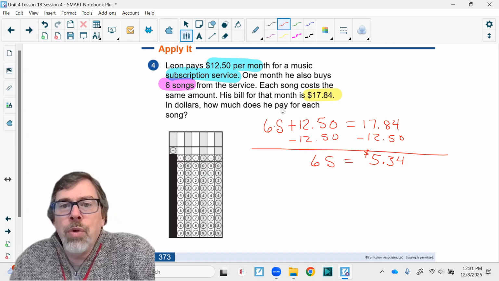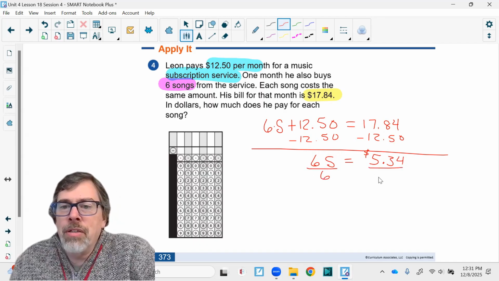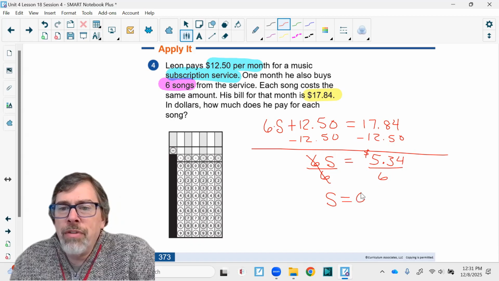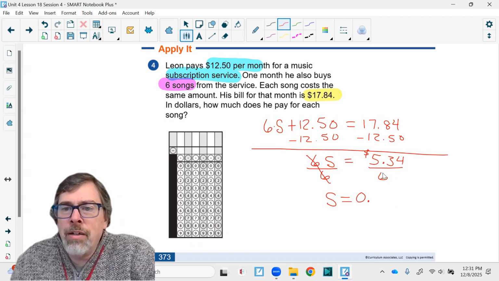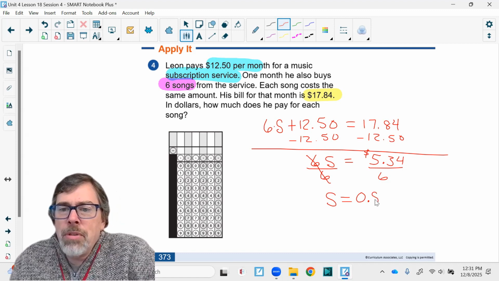I want to know how much 1 song is. Divide by 6, and we'll get the price of 1 song. These cancel, and 6 will not go into 5, so I put a 0, so it's less than $1. 6 goes into 53, 8 times, that's 48, with a remainder of 5.